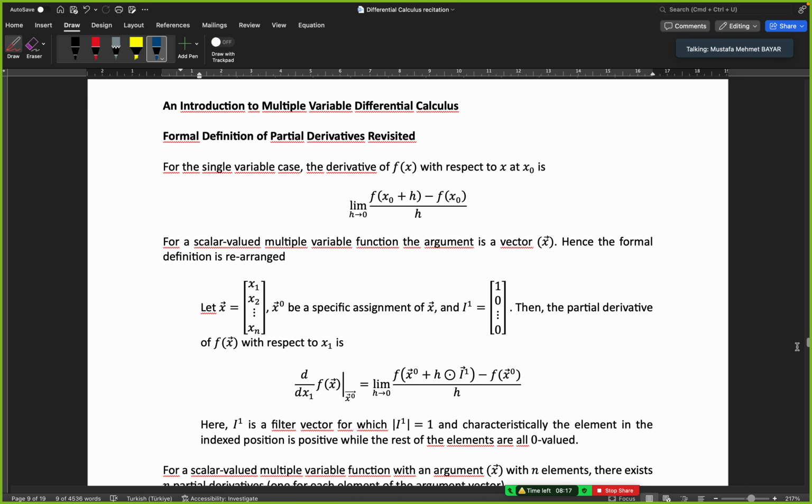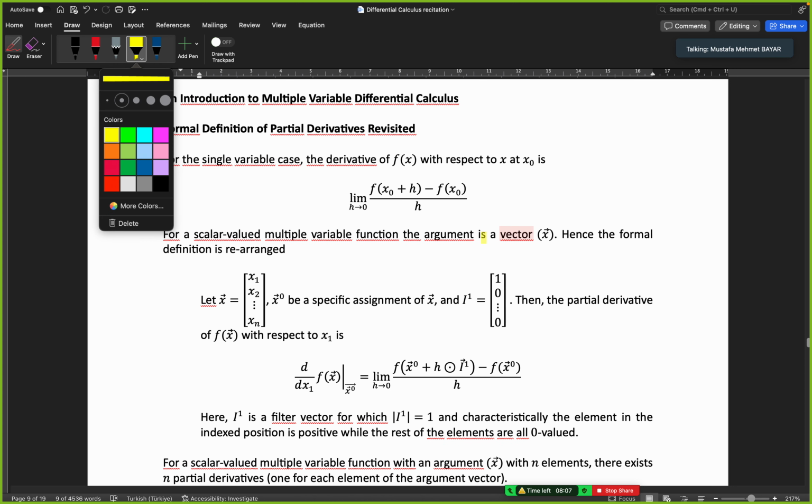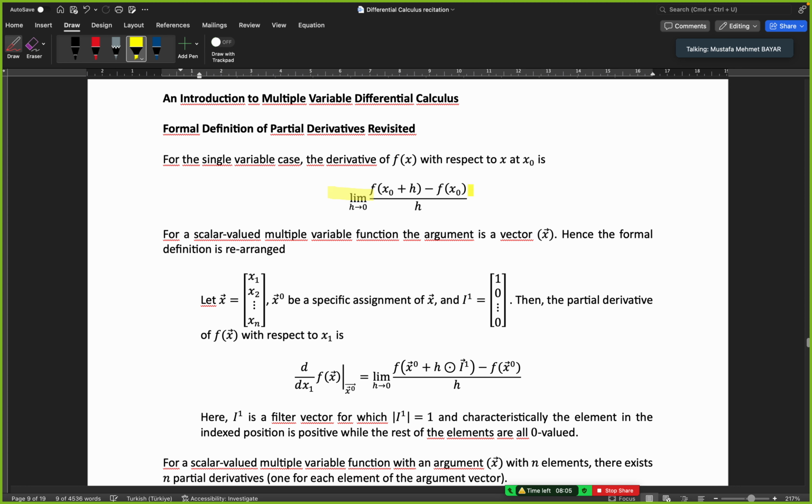And in this case, I should redefine the formal definition of partial derivatives. For single variable functions, it just looked like this. So I changed x0 by h and observed the effect of that change.